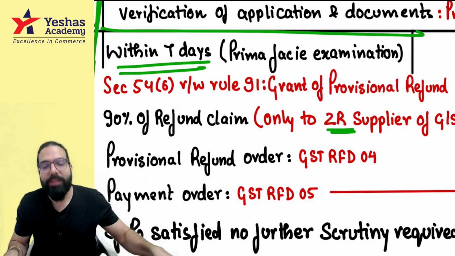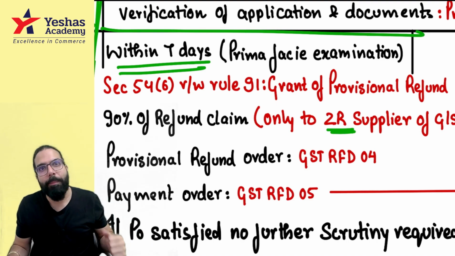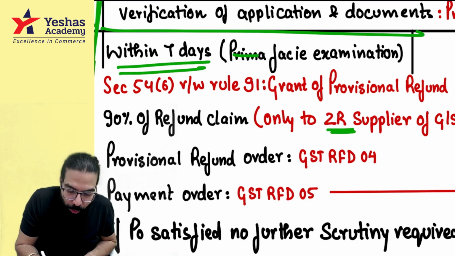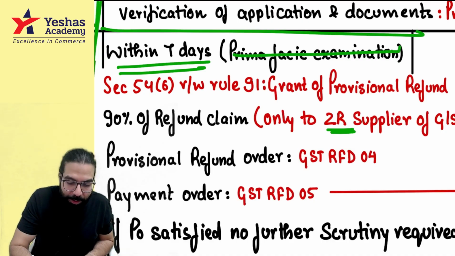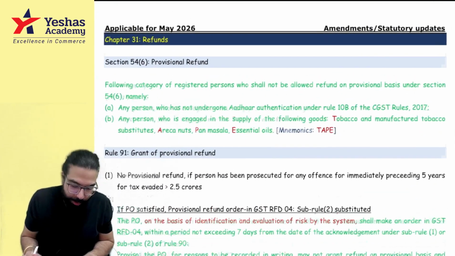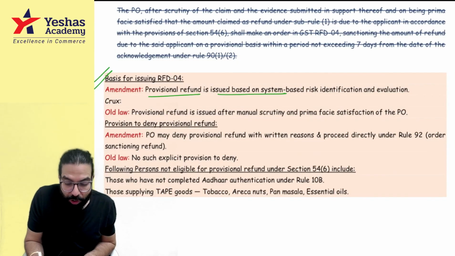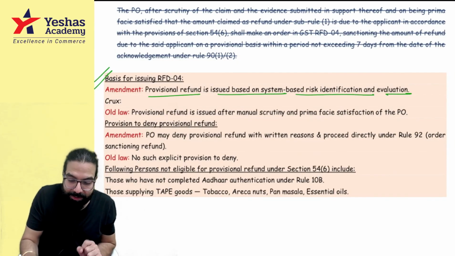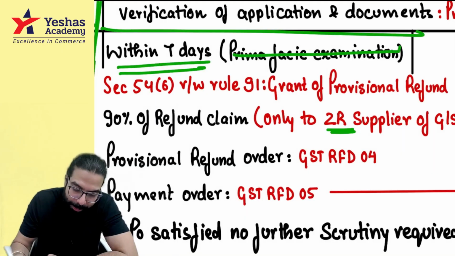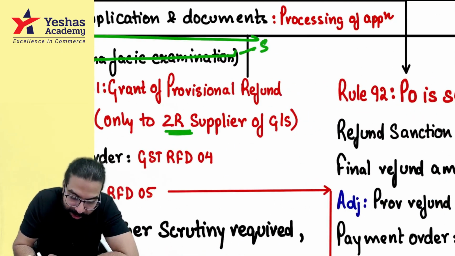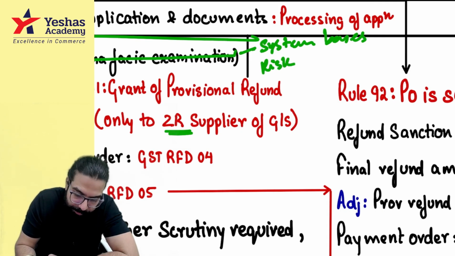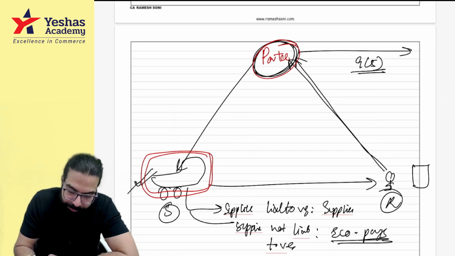Now this prima facie examination, they are telling, what do you mean by prima facie? They have gone ahead and told no more prima facie examination and giving refund. They are going ahead and telling, see, I've written here, you remember this much. Provisional refund is issued on system-based risk identification and evaluation. It is no more on prima facie examination. It is on system-based risk identification and evaluation.